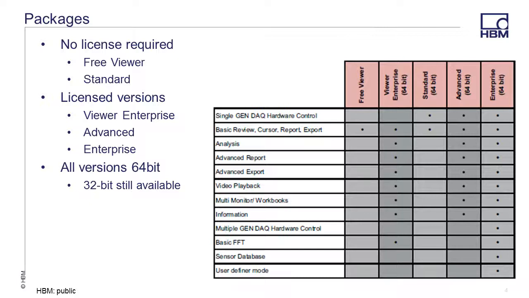The final package is Perception Enterprise. This package adds 3 additional options that are not available elsewhere. Multiple Mainframe allows Perception to control more than one Gen series mainframe. Sensor Database gives the user the ability to create a database of sensors and easily configure channels. And User Definer Mode allows test designers to control what features are displayed to test operators, so settings are not accidentally changed during a test. All versions of Perception ship as 64-bit software. We do, however, have a 32-bit version of Perception available for those not yet running a 64-bit operating system.